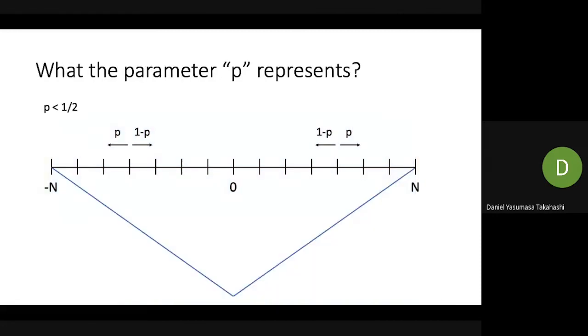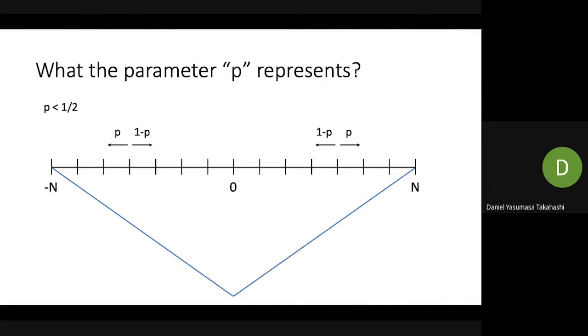And then what is the interpretation of this p here? Remember that in our conceptual model, in the dynamics, we have something like a flow to represent how the dynamics would happen. Here we will have something very similar, right? We will have what we call the potential. The potential is this thing in the blue, and we see that if p is less than half, then in the interval between minus n and zero, the tendency is to go to zero because the probability is larger than half to go to zero. And when we look at the interval between one and n, the probability to go to zero is also higher.